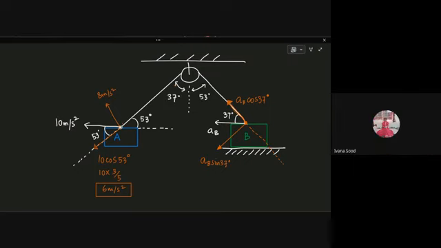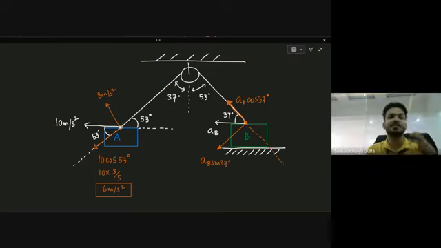AB cos 37. Why? Because of the same statement I've been saying for all the questions. It is the component along the string that I'm worried about, and that is going to put a constraint on the length. The perpendicular component is not going to play any role here. How much is AB cos 37? Well, it's AB times 4 by 5.